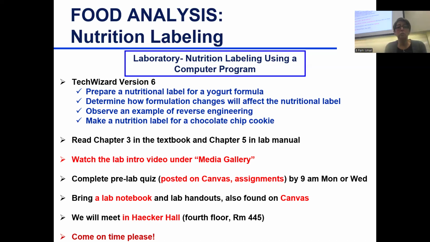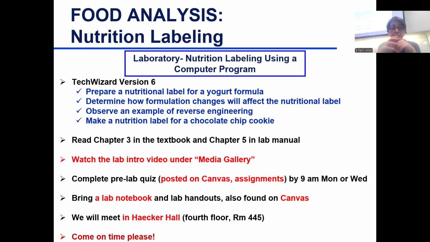You're going to observe a reverse engineering, to go from having a nutrition label and a list of ingredients to get the formulation, rather than having the formulation and then getting the nutrition label. And then you're going to be given a chocolate chip cookie composition, the ingredients, and you're going to produce a nutrition label. It's pretty straightforward if you follow the instructions, and we will guide you through it during the lab.